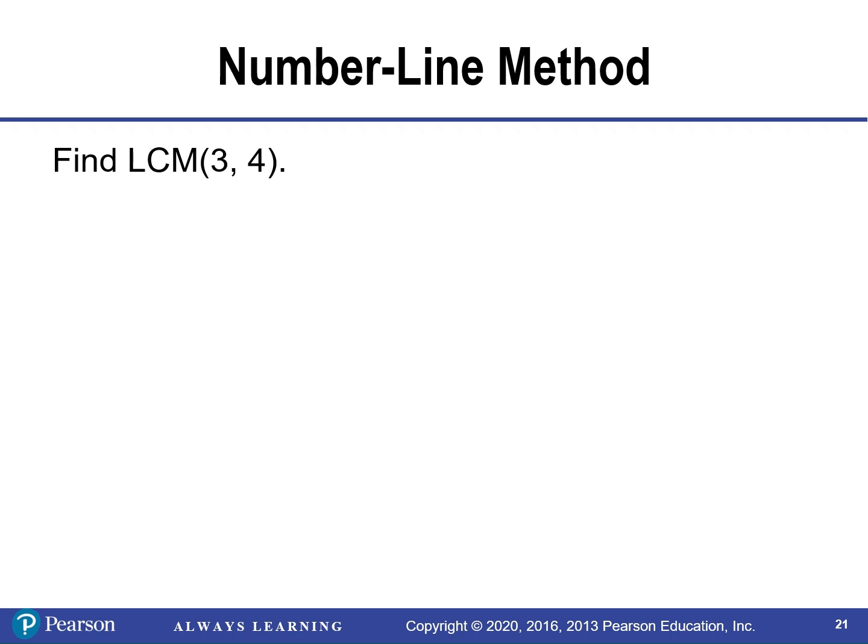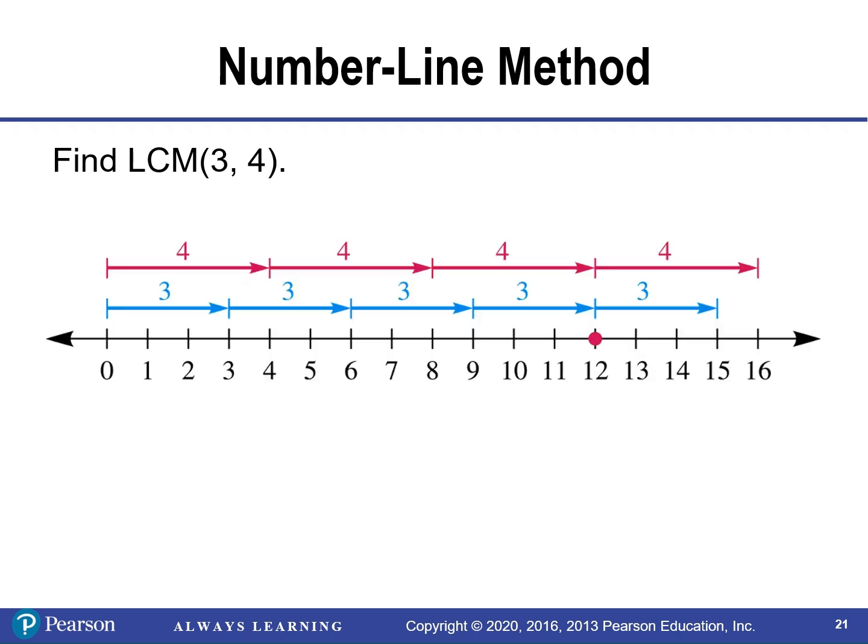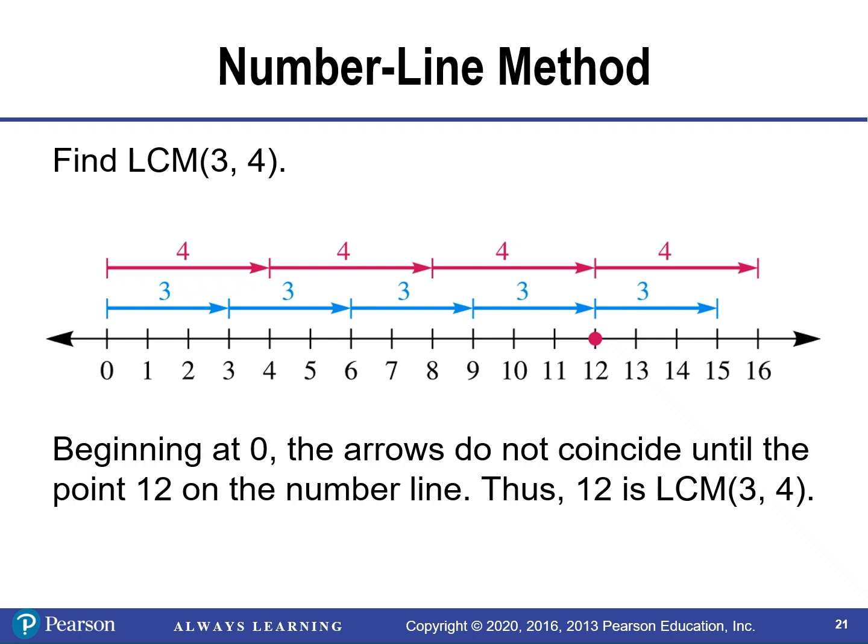So if we wanted to find the least common multiple of 3 and 4 using what's called the number line method, we would start at 0 on our number line and take increments of 3 and increments of 4 up on our number line until we meet at the same number. So beginning at 0, the arrows don't coincide until the point 12 on the number line. So 12 is the least common multiple of 3 and 4.